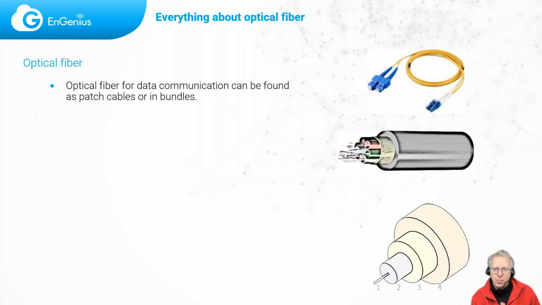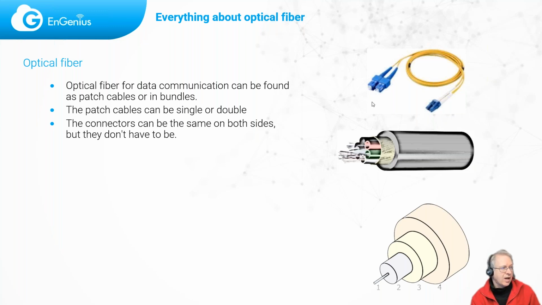So optical fiber for data communication can be found as patch cables, like at the top here, or in bundles, which is more like this. If you have the patch cables, you can have a single one or a double one, or in some cases even a four-sided one. They can have connectors on both sides, but the bundled ones do not have connectors to start with.